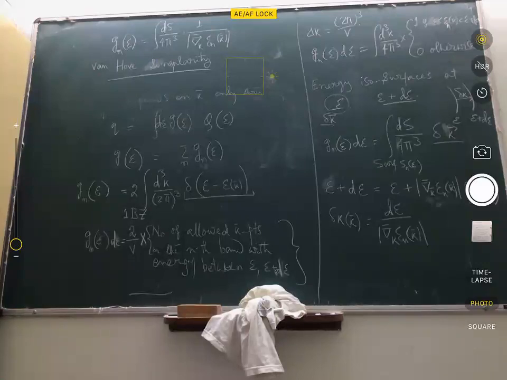And remember that a few minutes ago we discussed that epsilon of k is a periodic function, so therefore it has maxima and minima. As you go over the entire reciprocal space, there are maxima and minima of epsilon k. So there will be regions where the gradient of epsilon k would vanish. So you'll have these sorts of Van Hove singularities. So what happens if you have a Van Hove singularity?